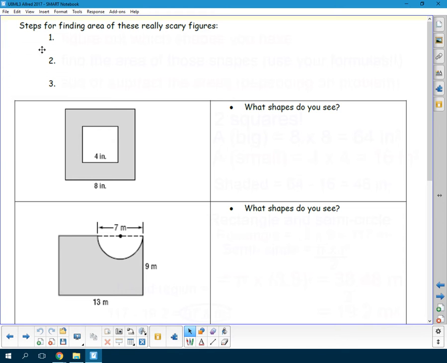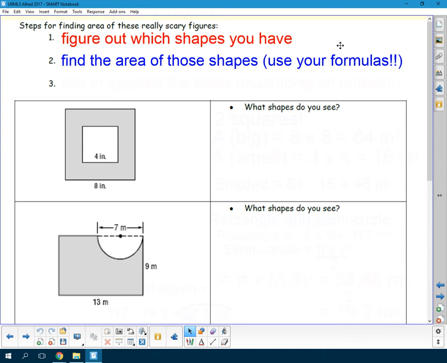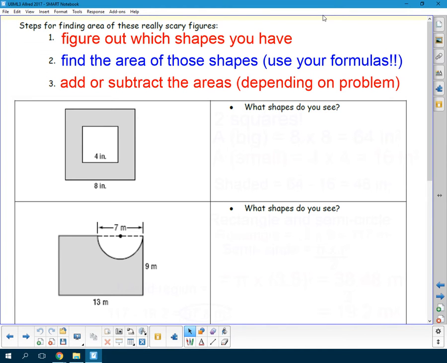You can try to keep that question in mind and ask me when you come to my station. But the first thing you're going to want to do is figure out which shapes you have sitting there, like a square and a circle or a square and a triangle. You're going to find the area of both of those shapes, and you can use your formulas to do that. The formulas that we've talked about so far in Unit 8 will be very, very helpful. You might have a trapezoid or a triangle or a square or a circle, and you'll need to use that formula. And then we're going to add or subtract the areas of the shapes depending on the problem.